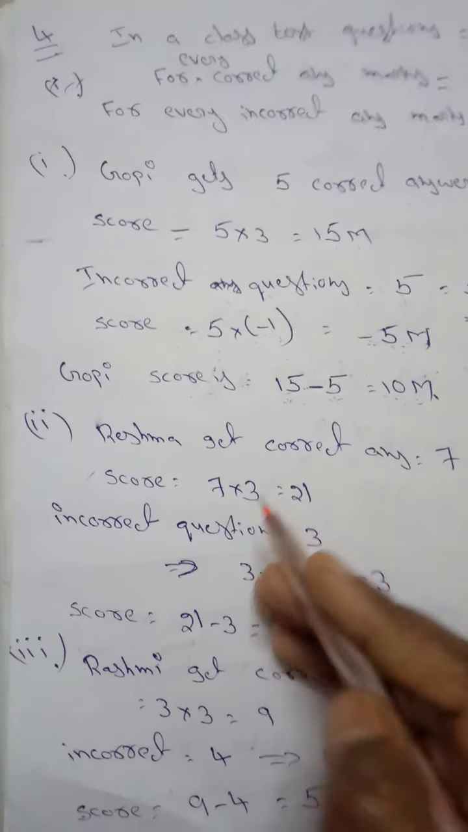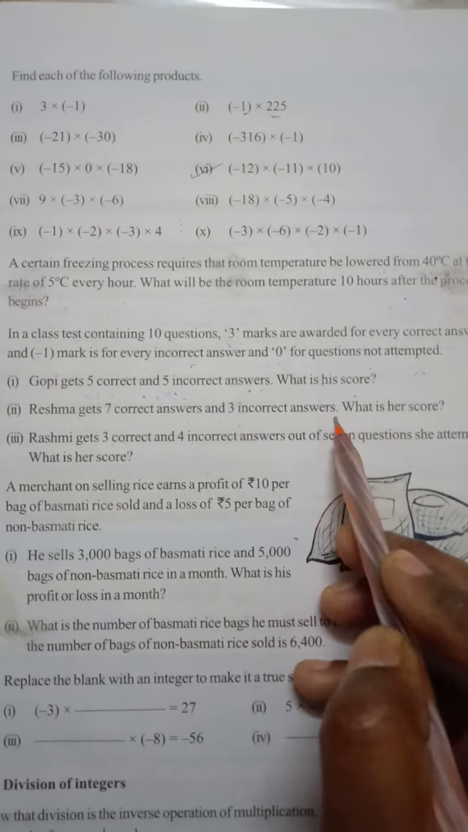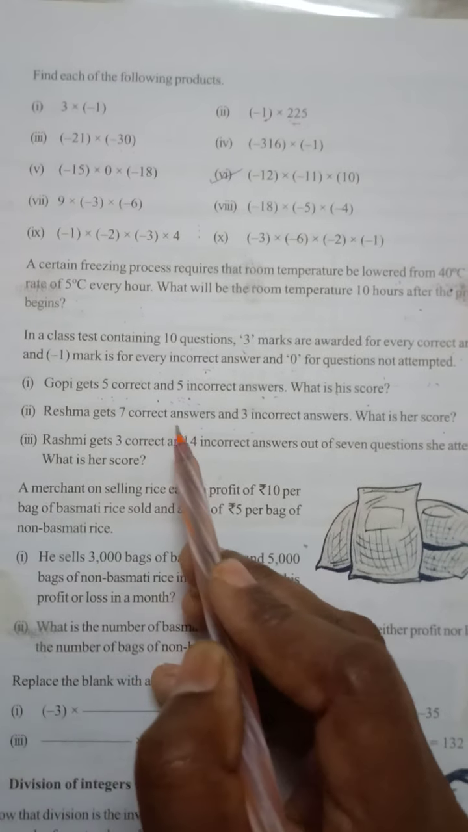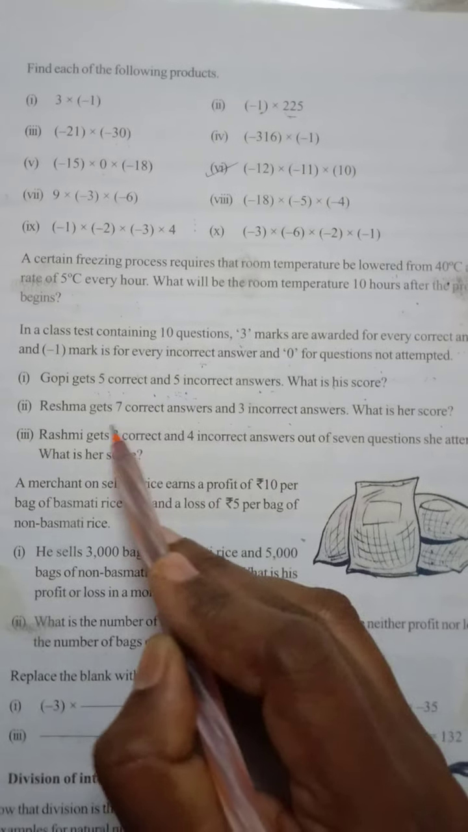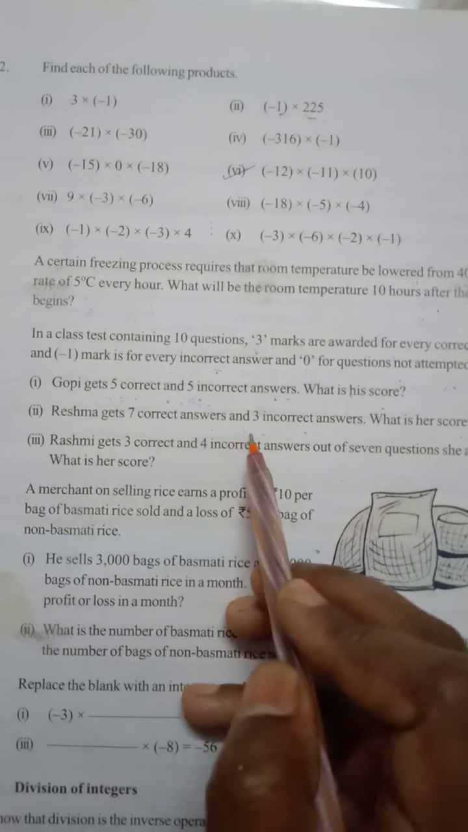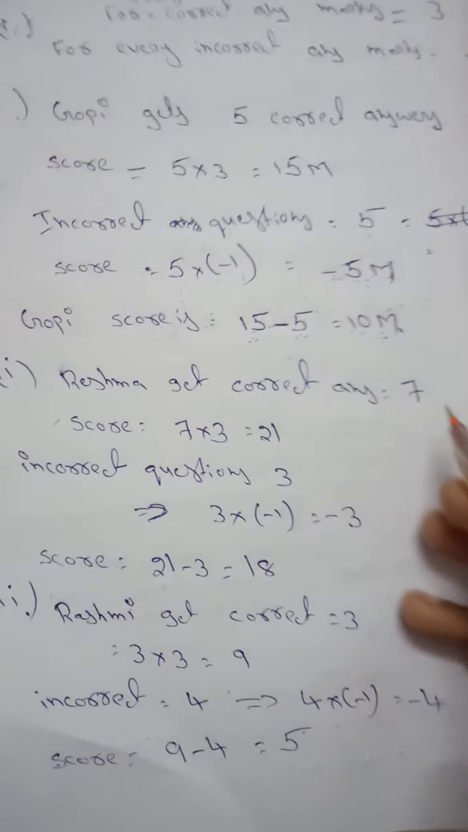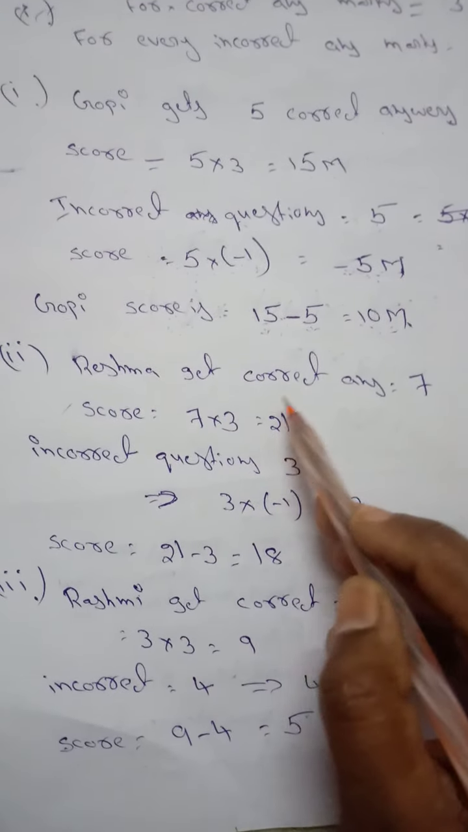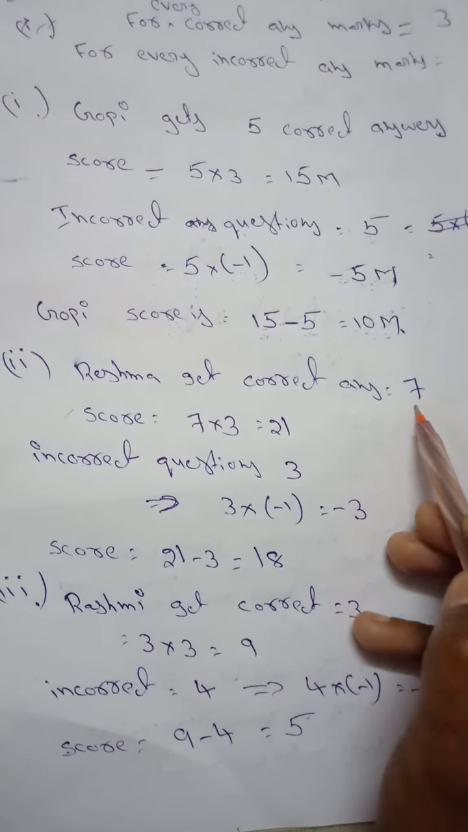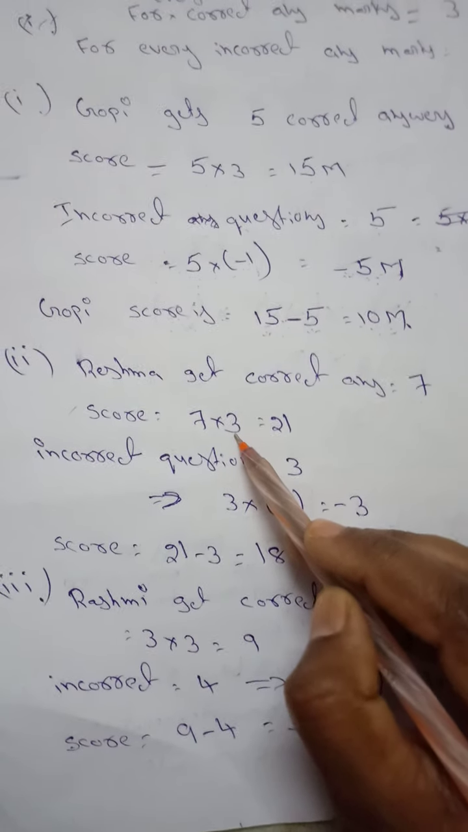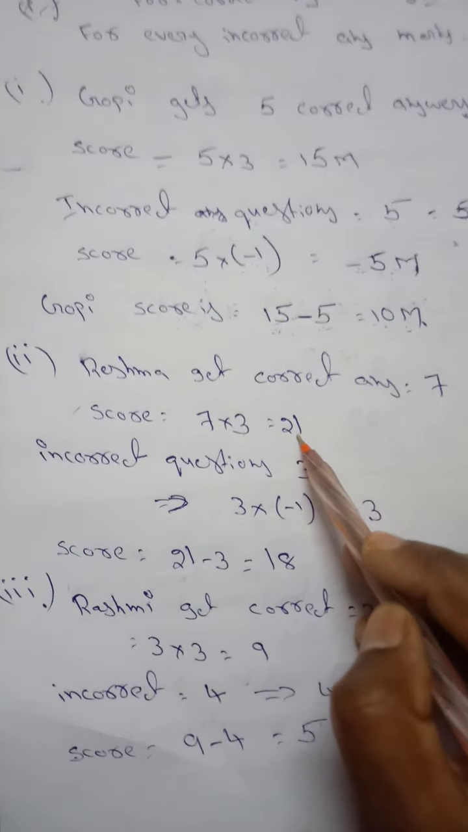Yes, here one more is there. Next, Reshma gets 7 correct answers and 3 incorrect answers. What is her score? Here this girl gets 7 correct and 3 incorrect. So 7 plus 3, how much total? 10 questions. Out of the 10 questions, 7 are correct and 3 are incorrect. Just like before, the correct questions are 7. Each correct question is how many marks? 3 marks. So 7 threes are 21 marks.